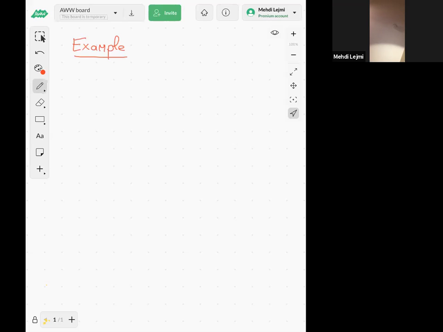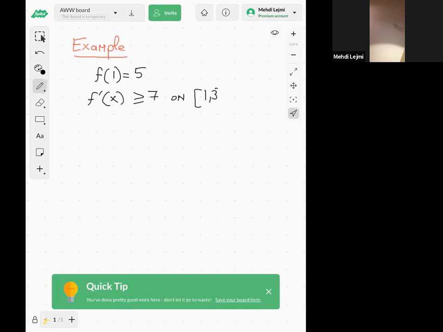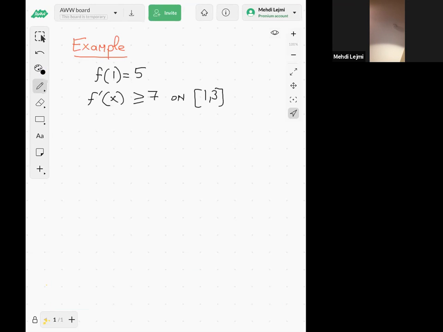All right, so the example was, we had this f of x, differentiable. We know that f of 1, we said f of 1 is 5, right? And we said f prime of x is larger or equal to 7 on this interval 1, 3, right? And so the question is, how small can f of 3 possibly be?